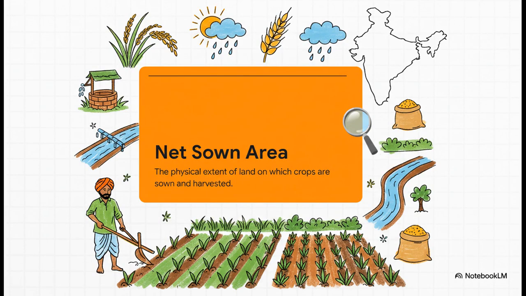So let's start with net sown area. It's actually very simple. This is the physical land where farmers are sowing seeds and harvesting their crops within a single year. You can think of it as the real powerhouse of India's food production. This is where all our food actually comes from.